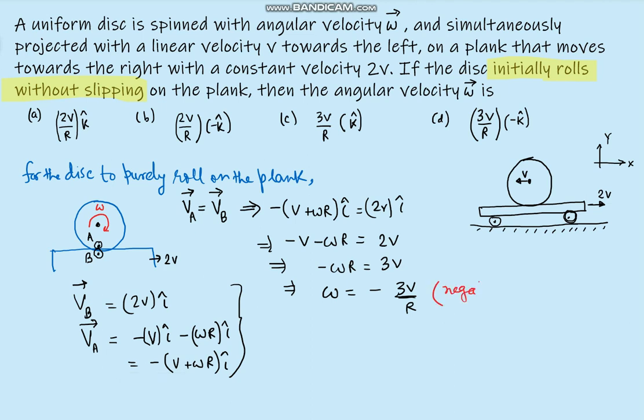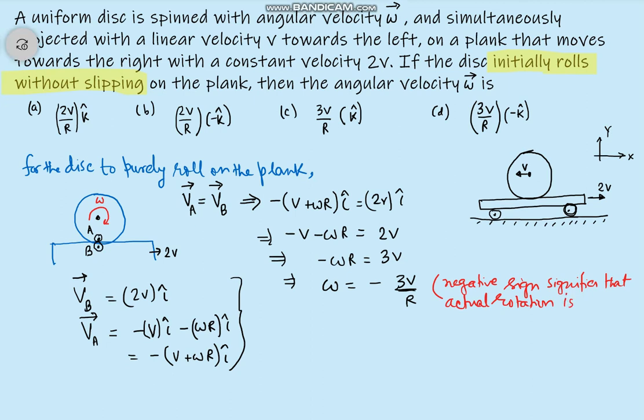So we can write that the negative sign signifies that the actual rotation is in the reverse sense of the assumed direction.